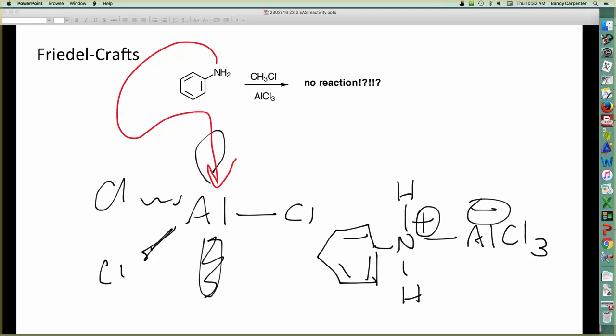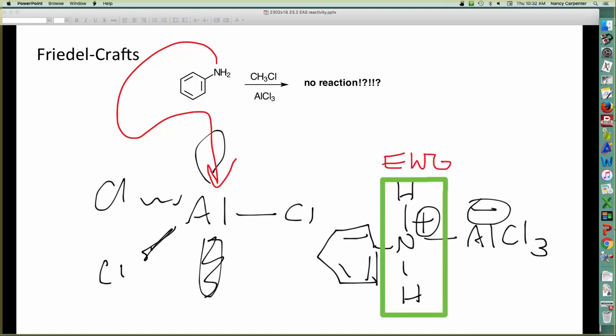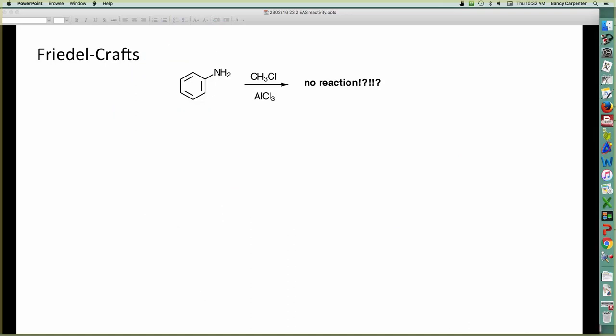And what do you see? Well, you see that you have changed the substituent on your aromatic ring into a big time electron withdrawing group, and therefore the Friedel-Crafts is not going to happen. So what's a chemist to do if you want to carry out an alkylation reaction on aniline? Well, protecting groups to the rescue.